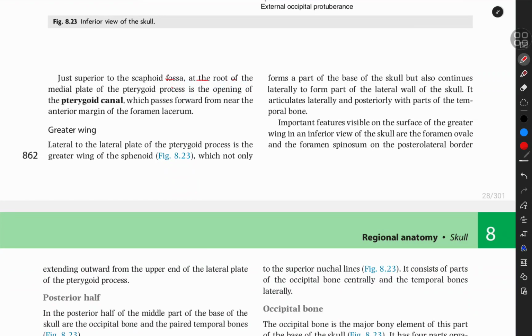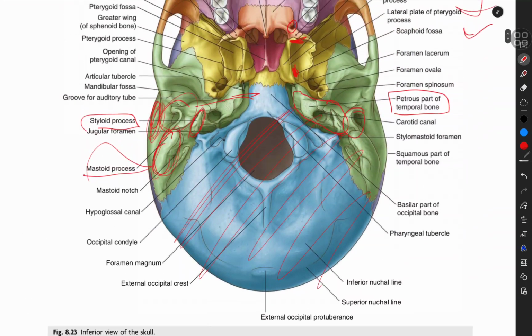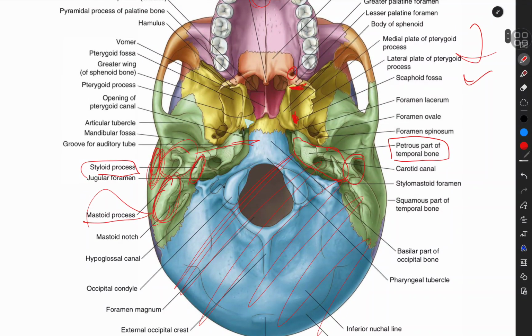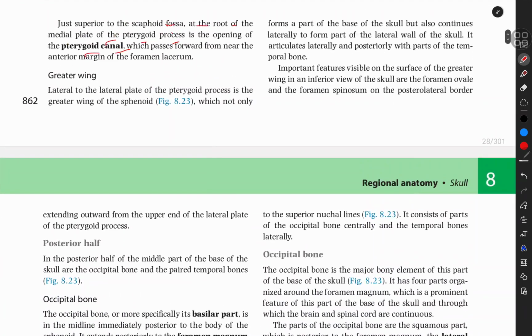Just superior to the scaphoid fossa, at the root of the medial plate of the pterygoid process, is the opening of the pterygoid canal. Inside here, just superior, is the opening of the pterygoid canal.